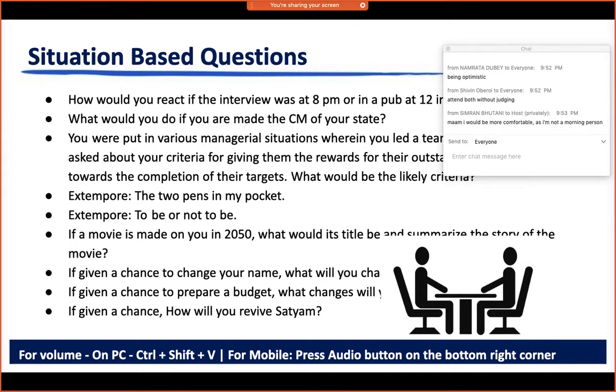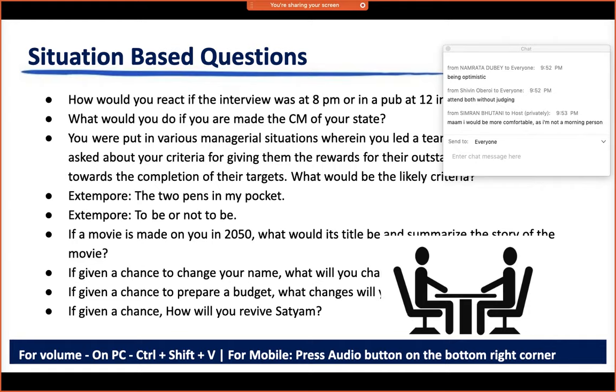Third, let's say you are a team leader and your team is not performing and you are supposed to fire them. What would you do? How would you fire someone? Maybe that person is your best friend, but you have to fire them. So these kinds of response based questions, where I'm trying to see your response to different situations.